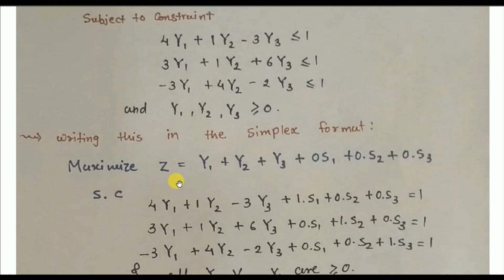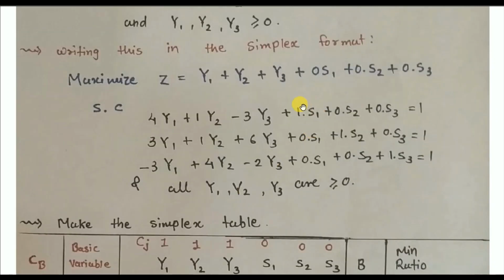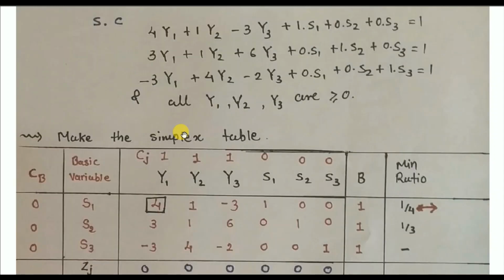So maximize z is equal to y1 plus y2 plus y3, plus 0 s1 plus 0 s2 plus 0 into s3. Now we add the first slack variable in equation 1 to remove the inequality and convert it into an equation, in the same way a second slack variable into the second equation and a third slack variable into the third equation, and then we make a simplex table to solve this problem by the simplex method. So we make a simplex table from these equations.